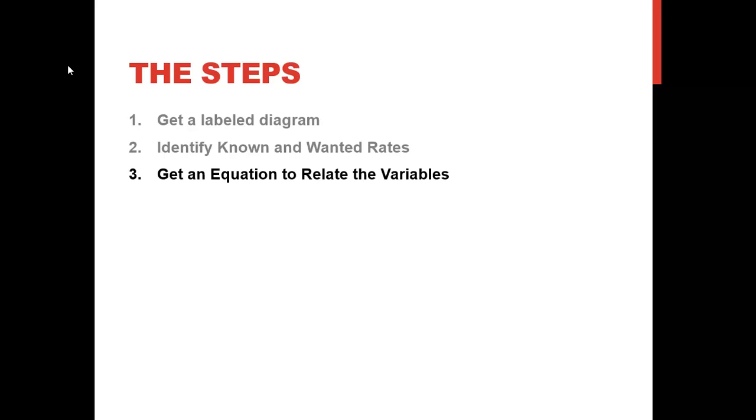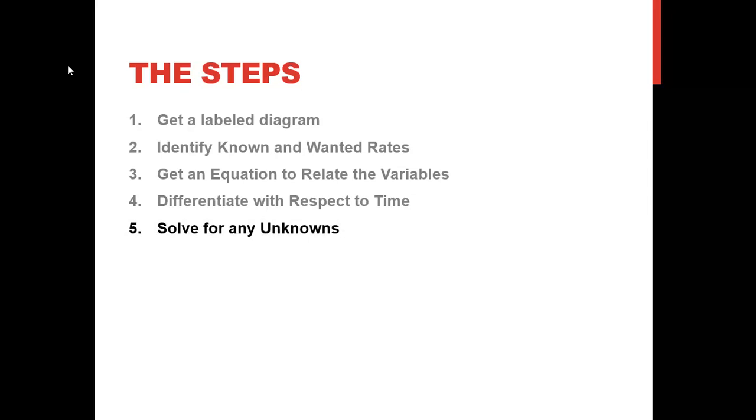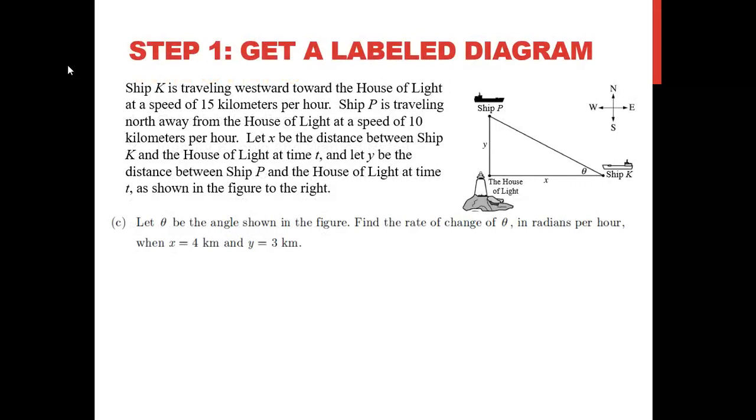Once we've done that, we're going to differentiate that equation with respect to time, and that'll give us a new equation that relates the rates in the problem. And then it's just a matter of solving for any unknowns. In this problem, ship K is traveling westward toward the House of Light at a speed of 15 kilometers per hour. Ship P is traveling north away from the House of Light at a speed of 10 kilometers per hour.